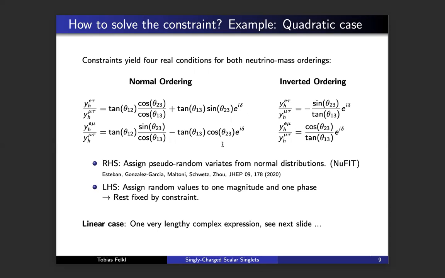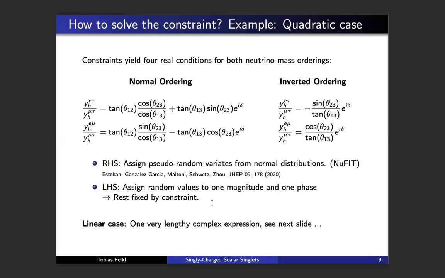So on the right-hand side, the expressions are determined in terms of experimental data, and therefore we assigned pseudo-random variates from normal distributions to the parameters occurring in there. And the mean values and standard deviations of these normal distributions we took from the latest fit results provided by the NuFIT collaboration in 2020. This is how we varied the right-hand side. On the left-hand side, one has 6 parameters, 3 couplings and 3 phases. And we only had to vary 2 of them since the other 4 are fixed by the constraint.